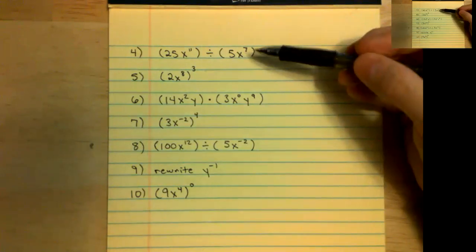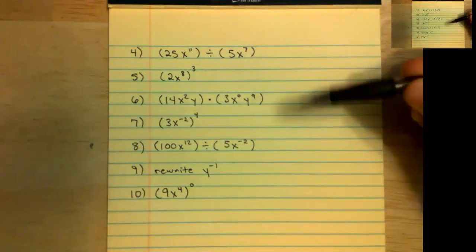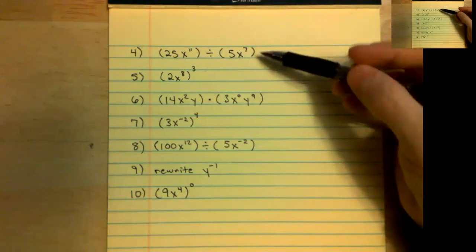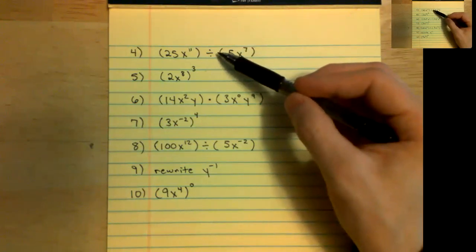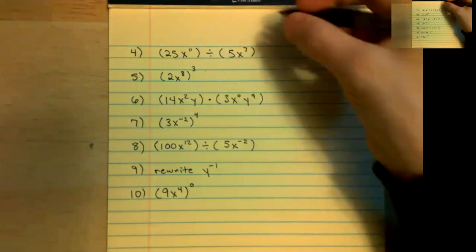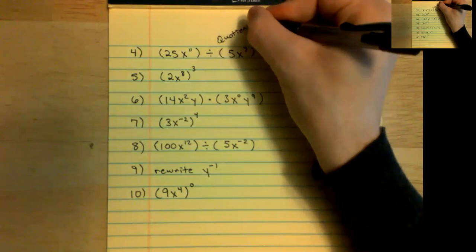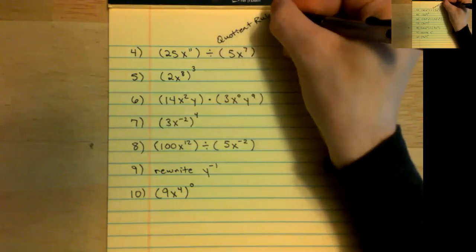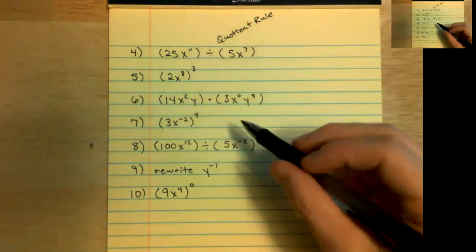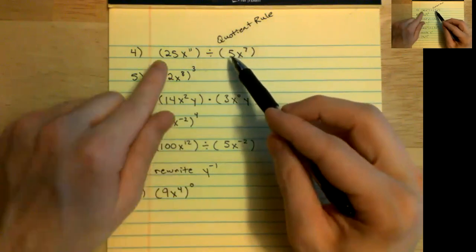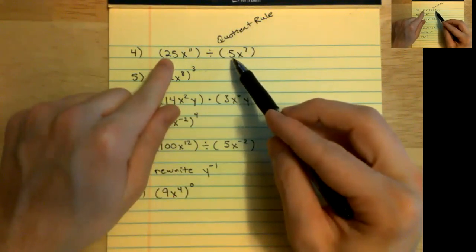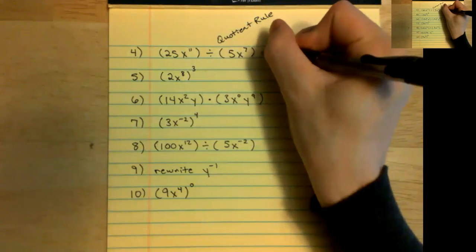Okay, so each one of these problems is a different rule. We'll go through them one by one. For number 4, notice we have a division sign out in front. So we're going to be using the quotient rule for this one. All right, so we do the coefficients first, right? I've got a 25 divided by 5. That's going to give me 5.